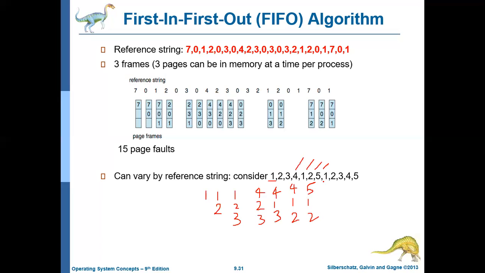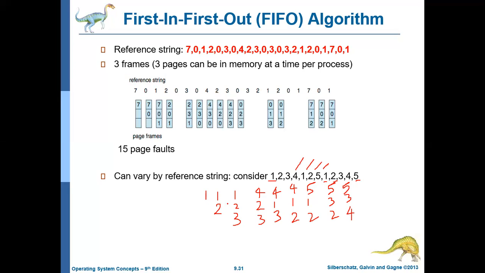Next is 1, which will not create a page fault because it's already there. Next is 2, which will not create a page fault because it's already there. Next is 3, which will create a page fault, and 3 will replace 1, so it will become 5 3 2. Next is 4, which is not in the memory, so it will create a page fault, and 4 will replace 2, so it will become 5 3 4. Next is 5, which is already in the memory, so it won't create a page fault.